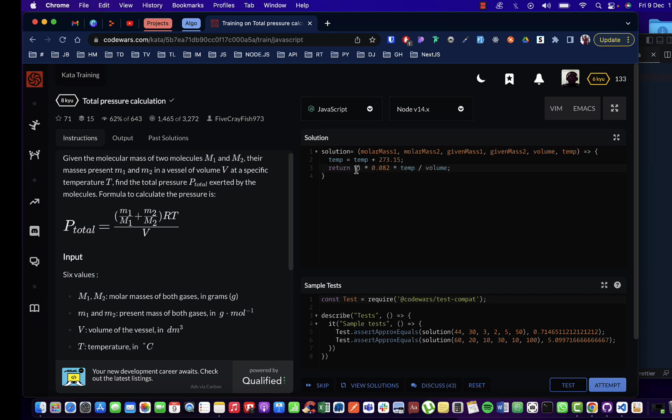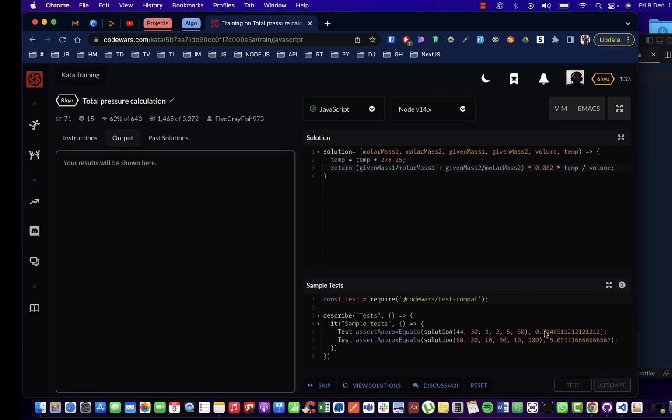So now let's put in the values in here. We have the smaller m1, which is the given mass 1. We'll put that there, then divided by the molar mass of 1. Then we add m2, that is the given mass 2, divided by the molar mass 2, that way. And I think this should solve the formula.